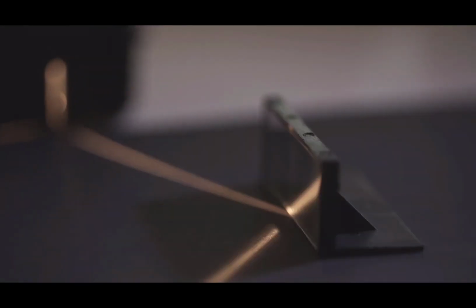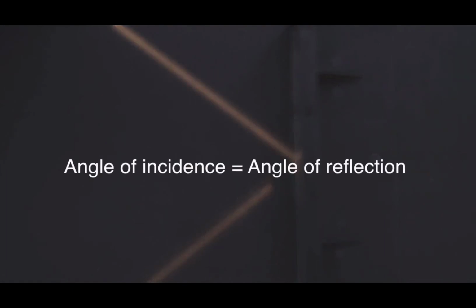No matter how the ray box is moved, the angle of incidence always equals the angle of reflection. This is called the law of reflection. Angle of incidence equals angle of reflection. Waves are slowed down when they travel through different substances.